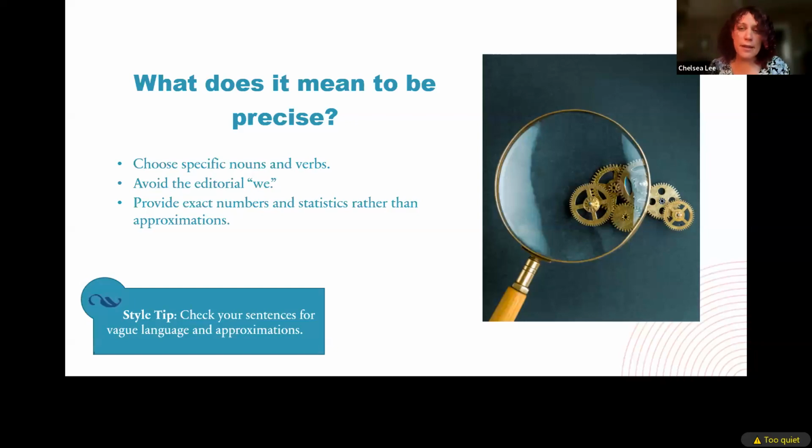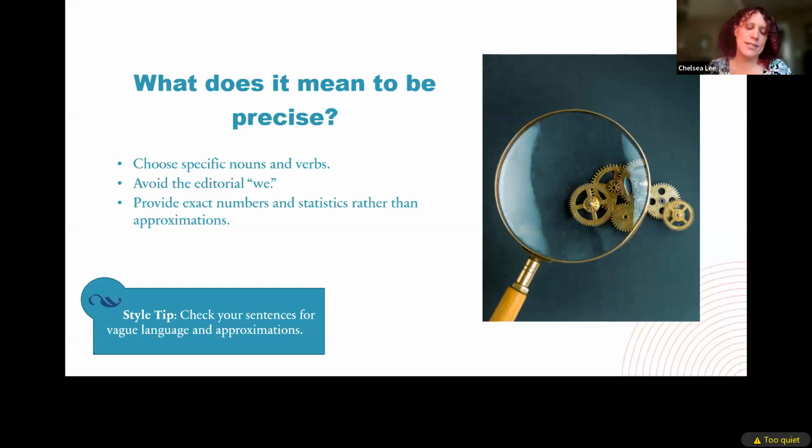A third way to think about precision is when you're presenting numbers and statistics. So rather than saying approximations of quantity like most or a lot, if you can give specific numbers that are coming from credible sources, you might say 95% of people, whatever.